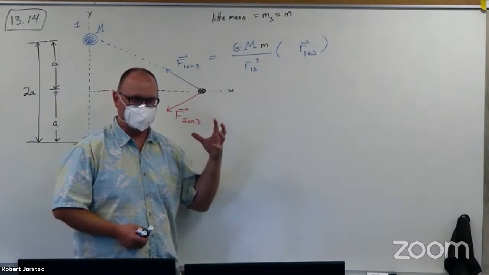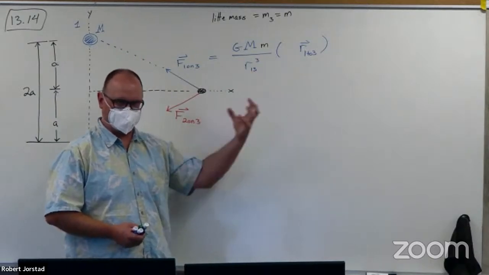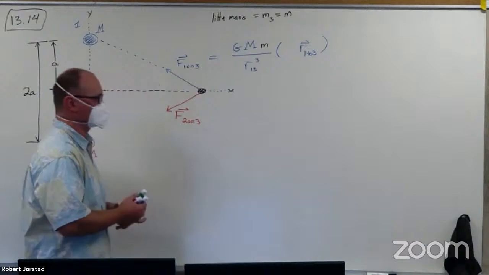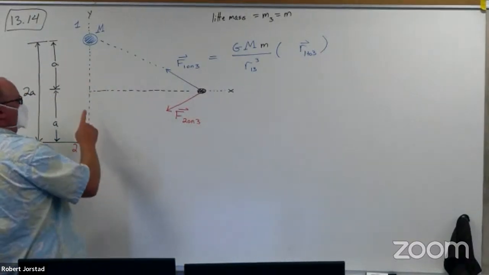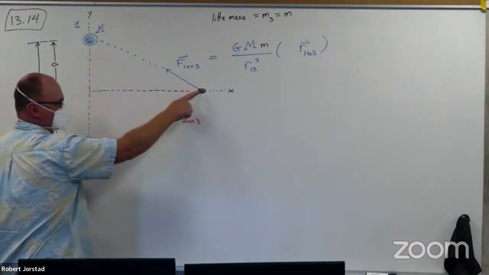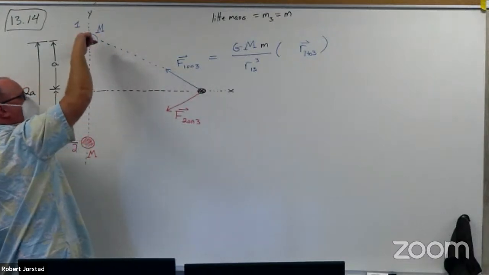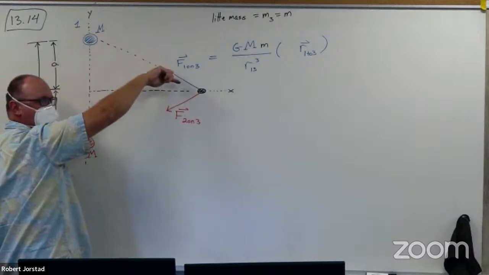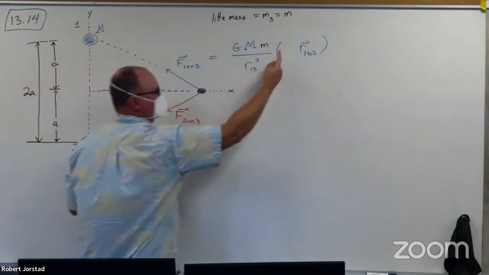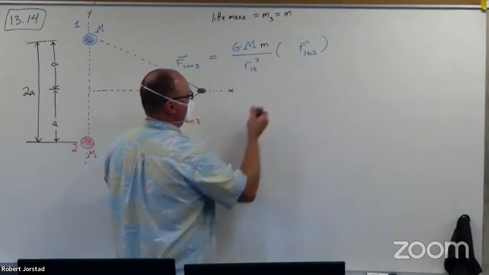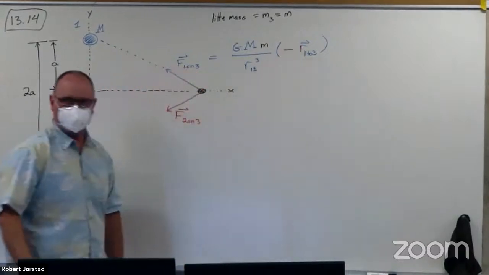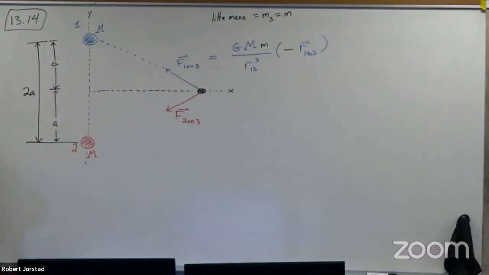Gravity is attractive. It's a negative force. Attractive forces are negative, right? R1 to 3 points this way. Is that the direction the force is pointing? Is the force pointing from 1 to 3? No, it's pointing negative 1 to 3. Agreed? All right.